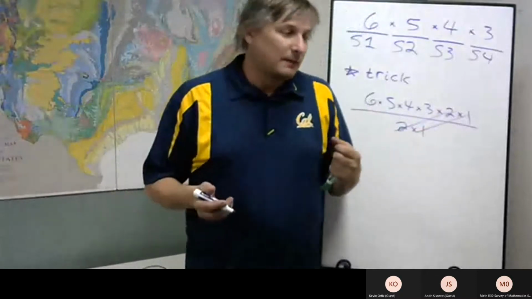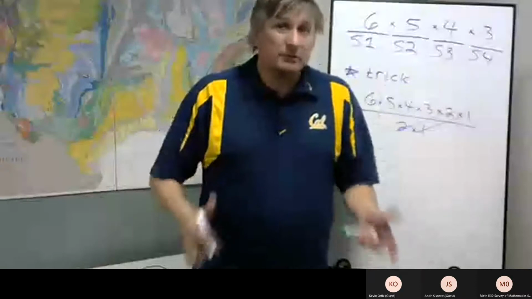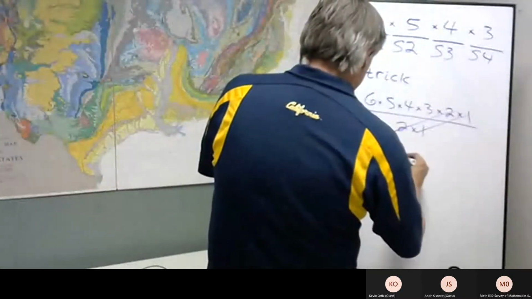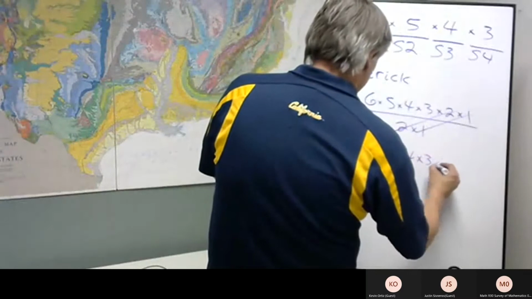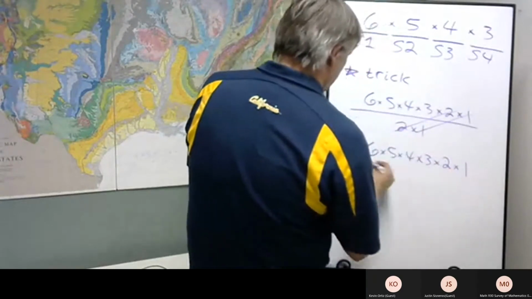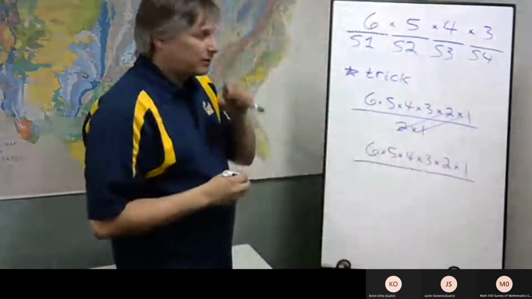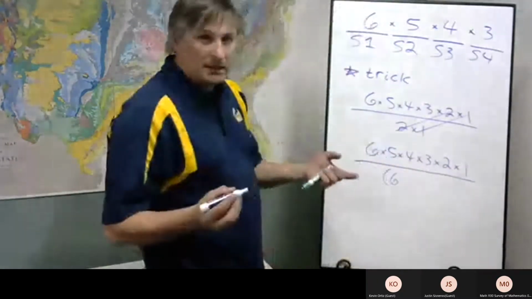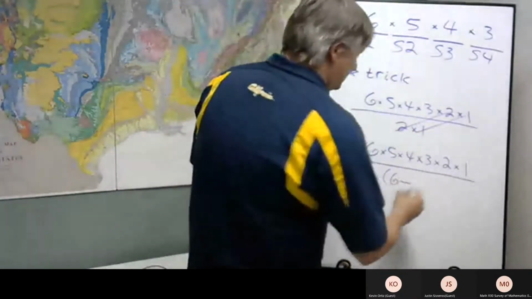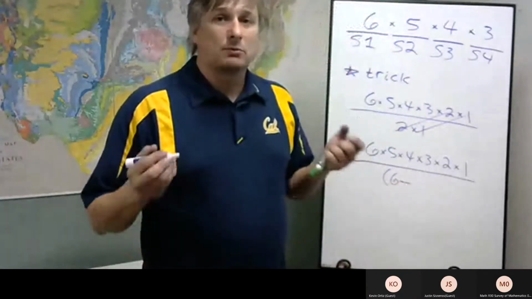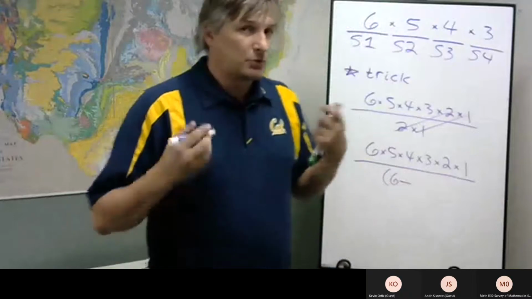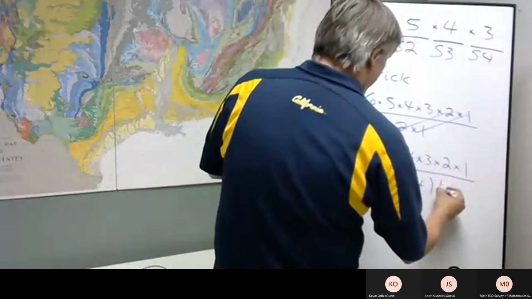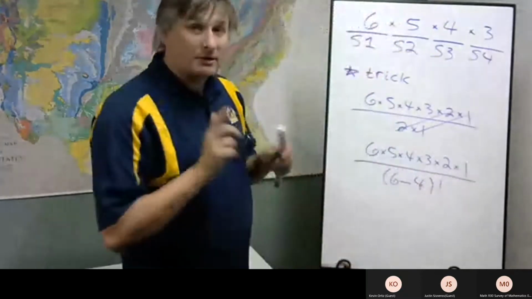How can we get the 2 times 1? Now, I don't know who came up with this. This is really, really clever. But what you can do is this. We take n factorial, and then we take 6, which is n equals 6, minus the number of objects we're going to draw. Now we're drawing 4 at a time. So 6 minus 4 factorial. Watch how this works.